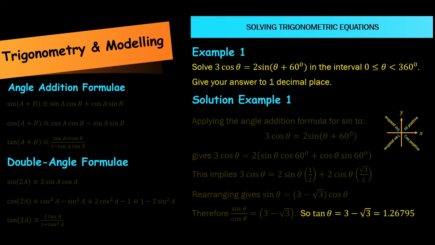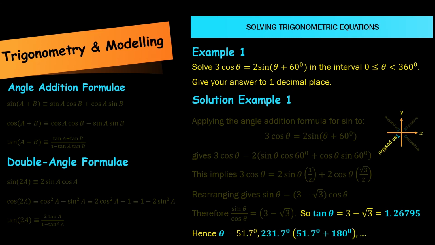Now tan is positive in our example, and therefore we have that either theta equals 51.7 degrees, which occurs in the first quadrant, or theta occurs in the third quadrant and is equal to 51.7 degrees plus 180 degrees, which is of course equal to 231.7 degrees.